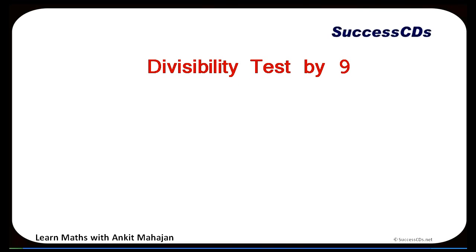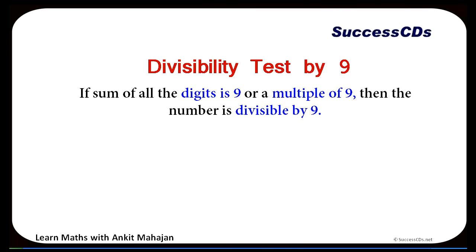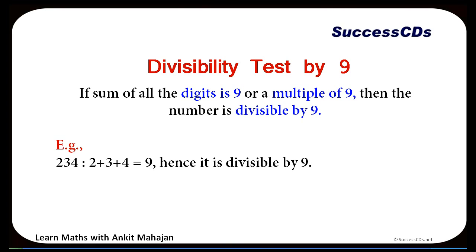Next, we move on to the number 9. If the sum of all the digits of a number is 9 or a multiple of 9, then the number is going to be divisible by 9. For example, take a look at the number 234. You add the numbers: 2 plus 3 plus 4 is equal to 9. It is divisible by 9.